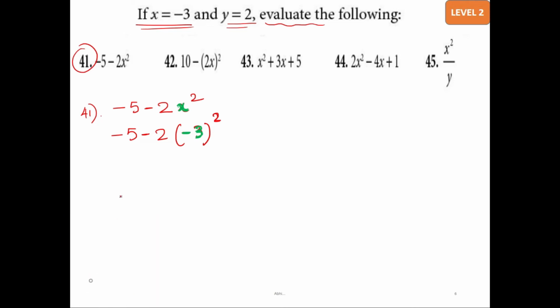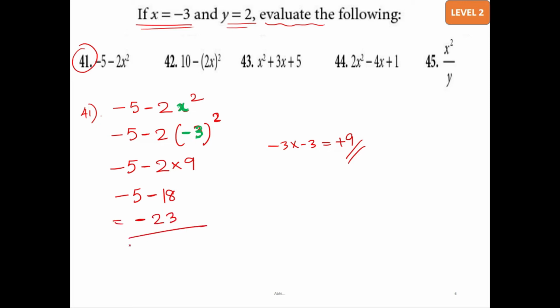Moving further, minus 5 minus 2 times negative 3 squared, which is negative 3 times negative 3, giving me a positive 9. So it's multiplied by 9, minus 5 minus, so negative 2 and 9 gives me 18. My final answer will be negative 23. So this is how the calculation can be done without an error.